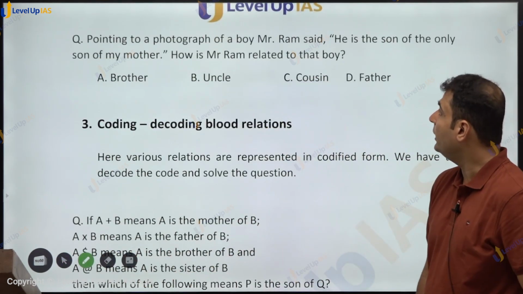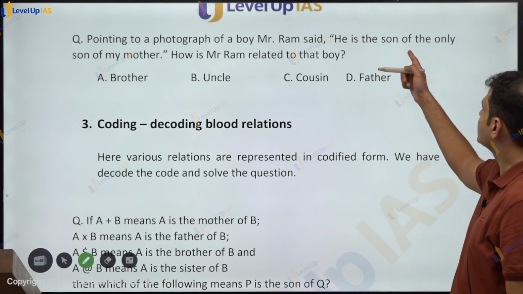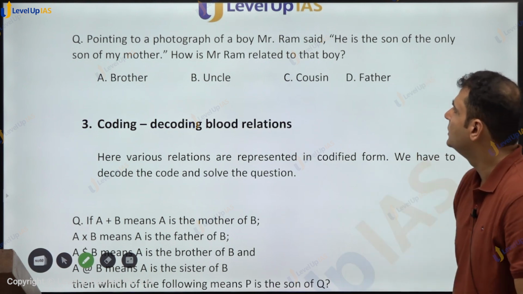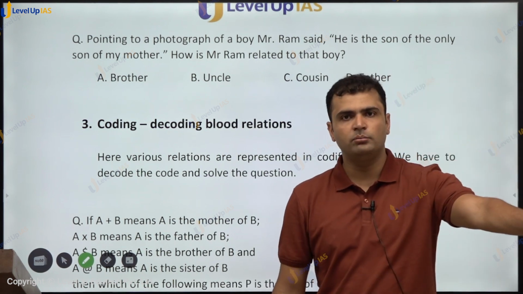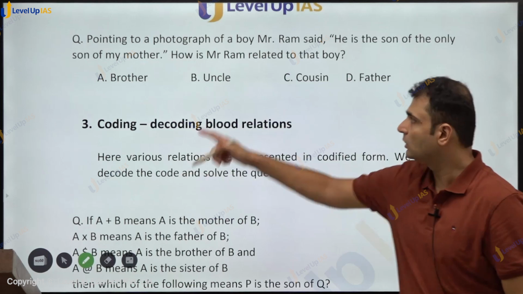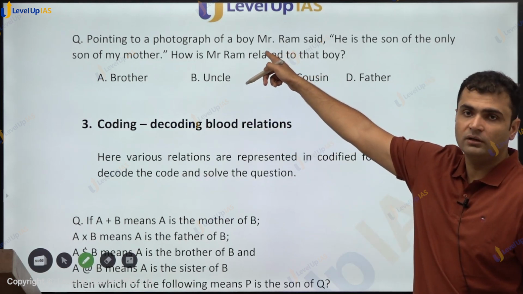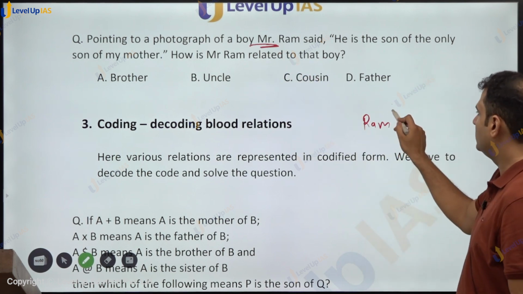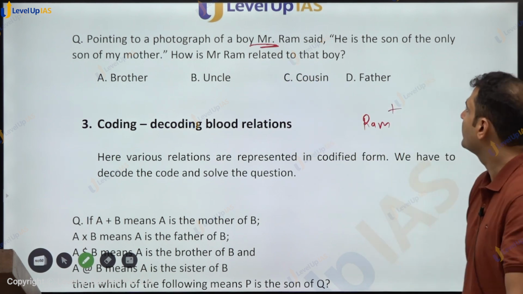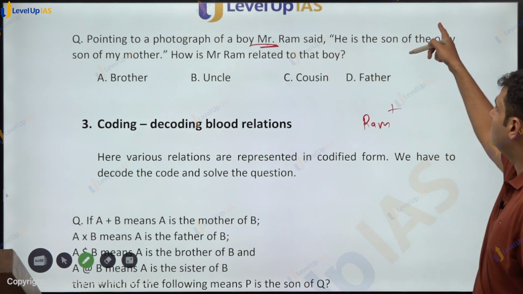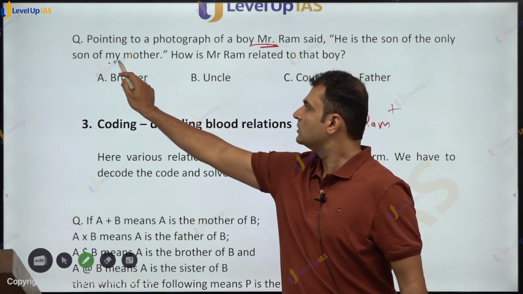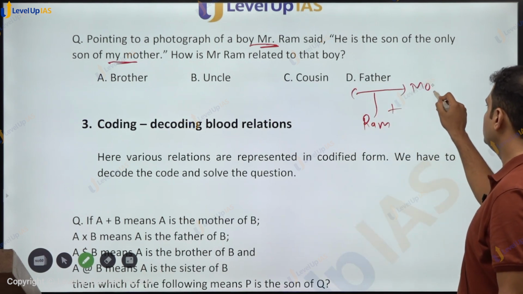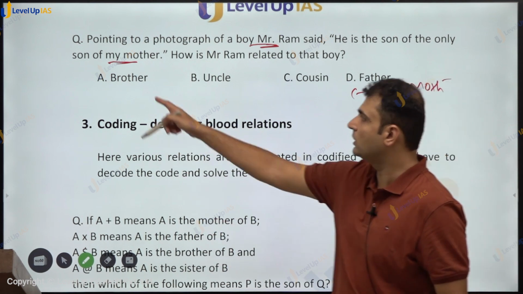Pointing to a photograph of a boy, Mr. Ram said he is the only son of my mother. Fine. So there are two people here, Mr. Ram and the person in the photograph. We'll start with whoever is speaking. We'll start with Mr. Ram, and because he is Mr., it is plus sign. He is a male. Then we'll go to the location where Mr. Ram is describing about himself. He is talking about my mother, meaning Ram's mother. So Ram has a mother. Then what is said about his mother?